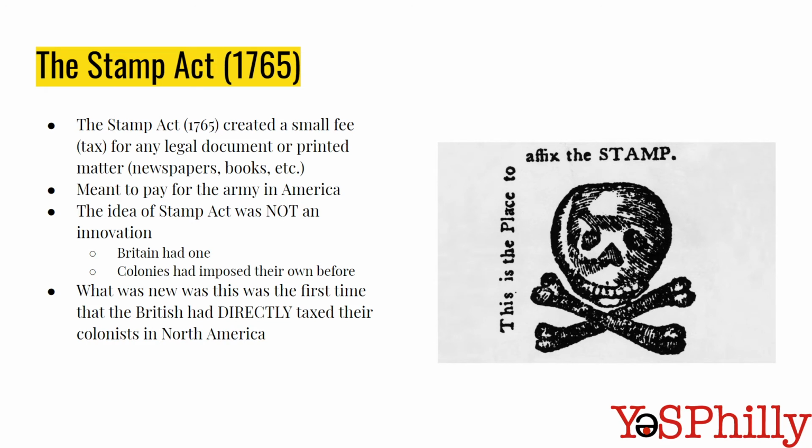Everybody knew how a Stamp Act worked. Everybody knew you bought a newspaper, it had to have a stamp on it, or it was illegal. You wanted to get a marriage certificate, you had to get a stamp on it, or your marriage wasn't legal. Any legal document or printed matter had to have a stamp on it. Everybody knew how this worked. But what was new about this was that this was the first time that the British had directly taxed their colonists in North America.